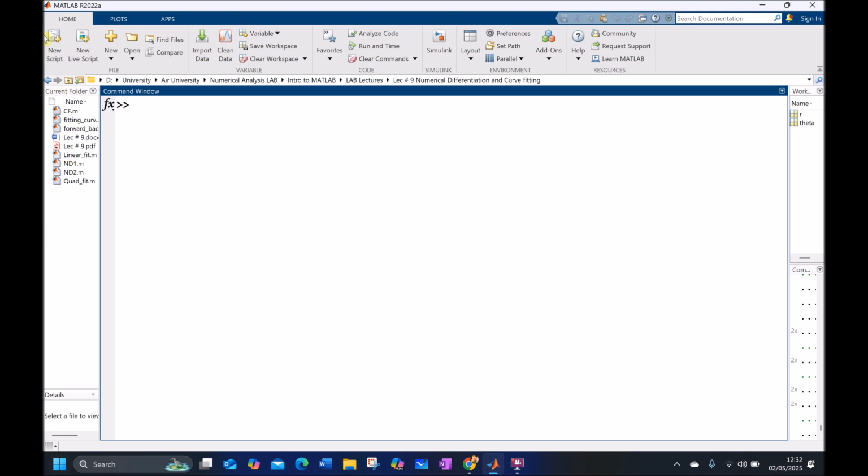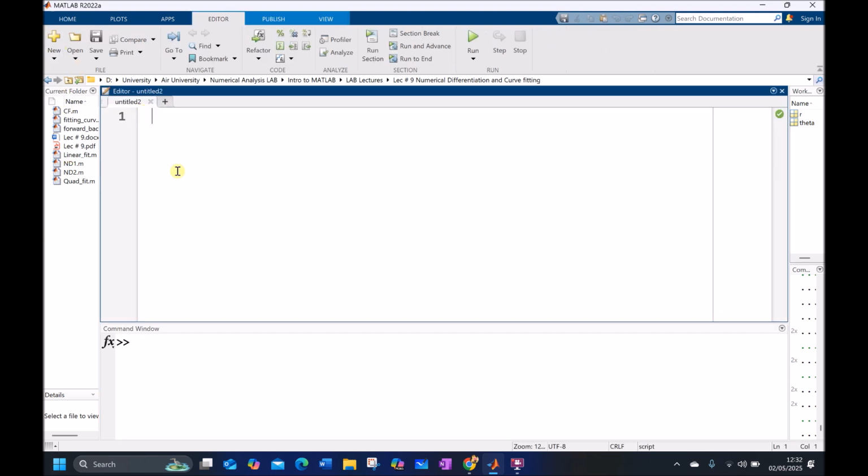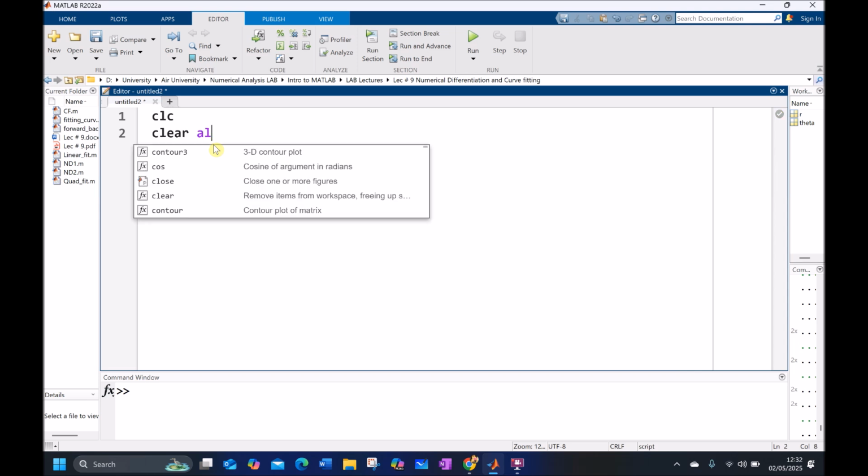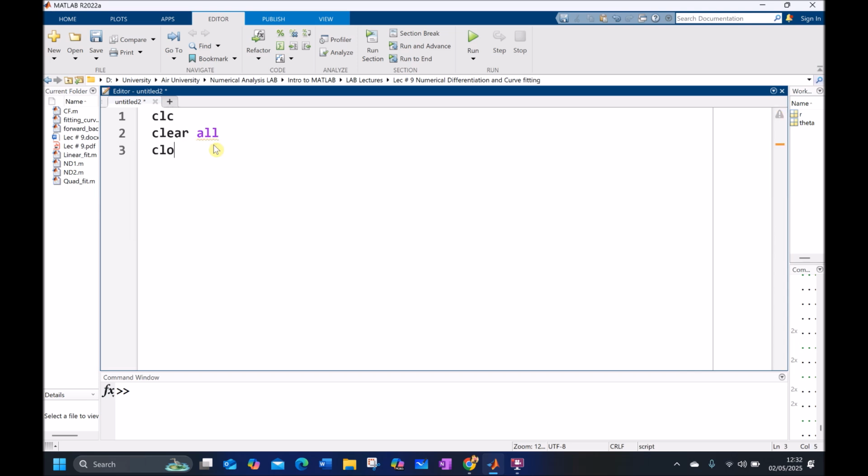So we need to work in the editor. We are clicking on new script. An editor window pops up in front of us. We need to start our code by writing clc, clear all and close all.